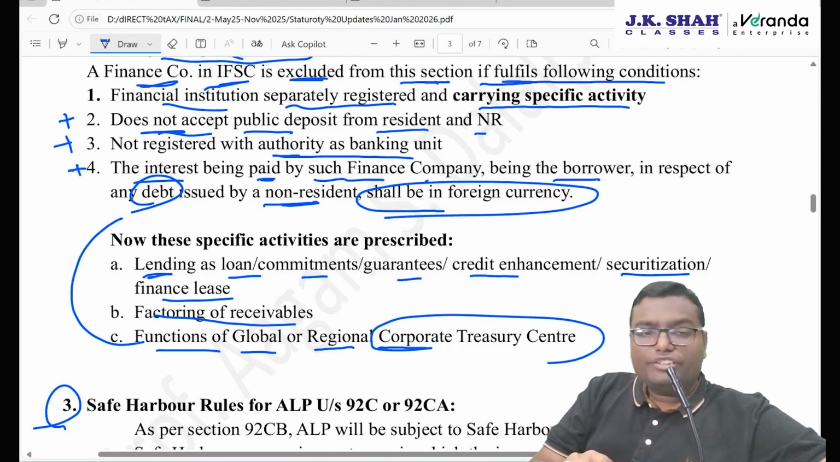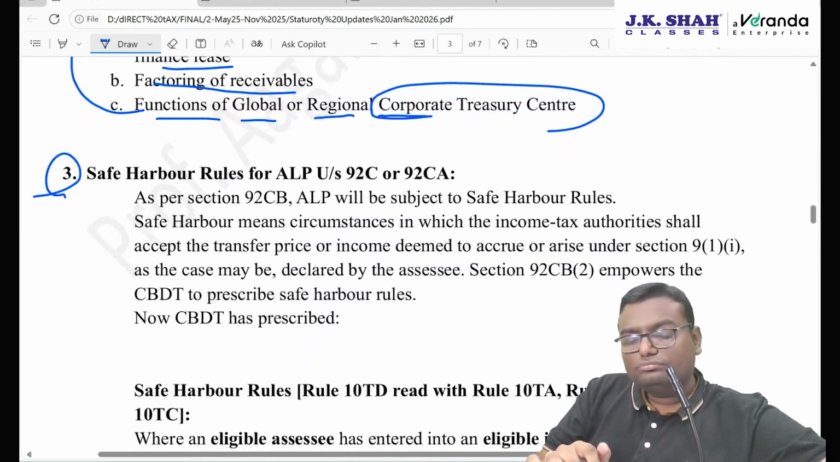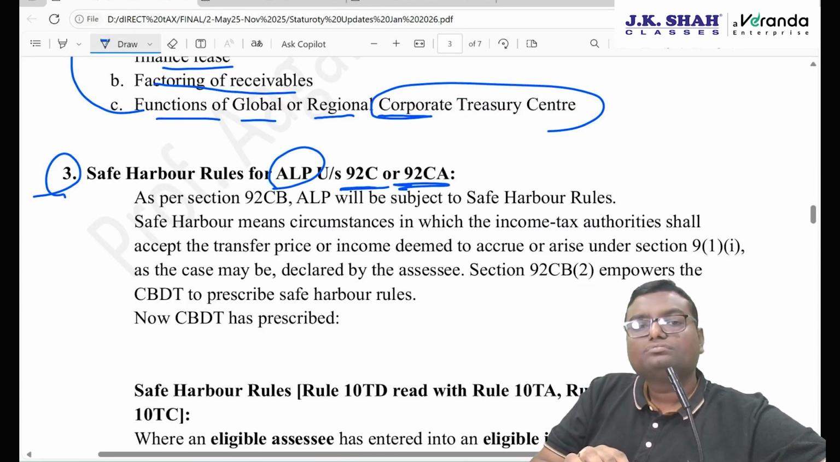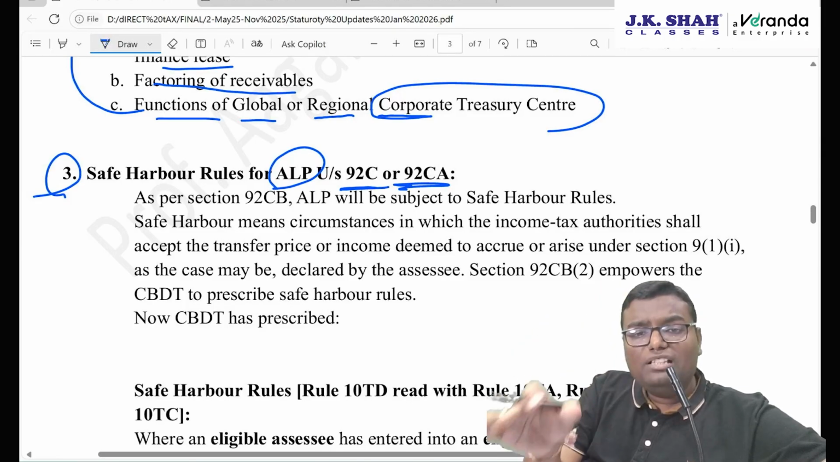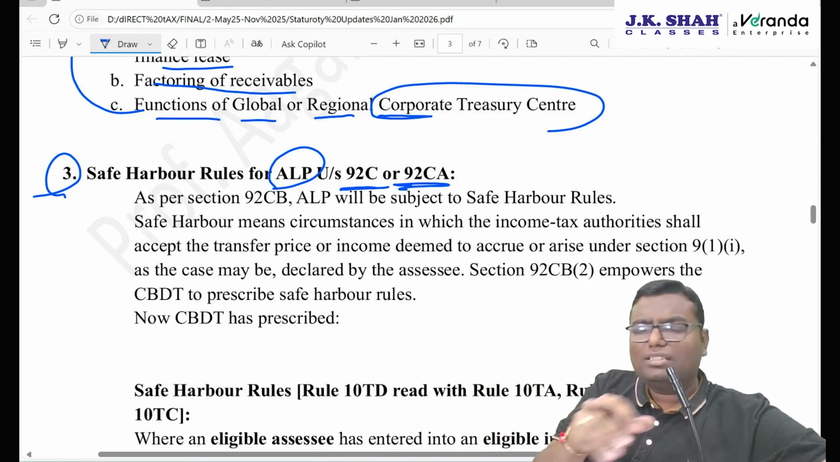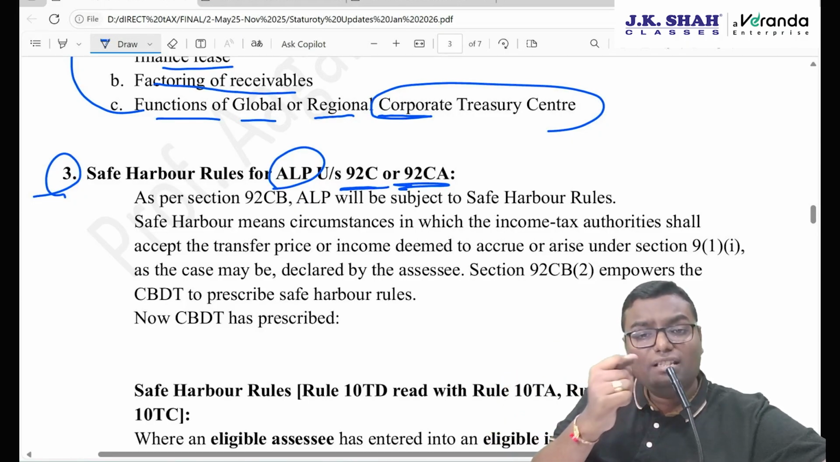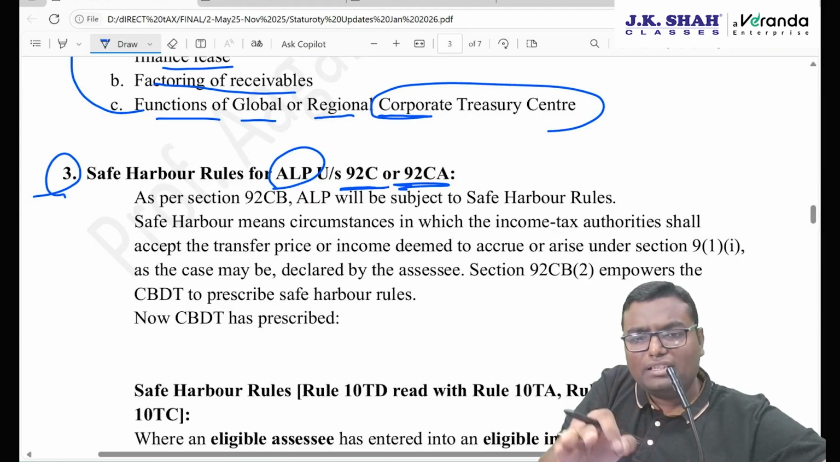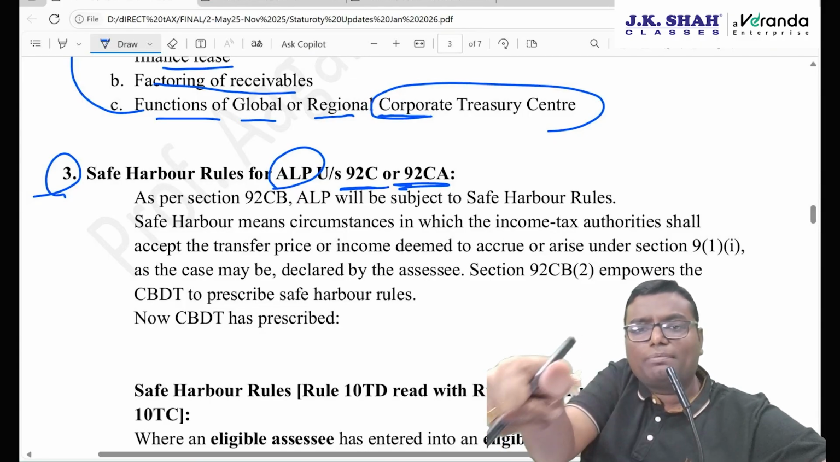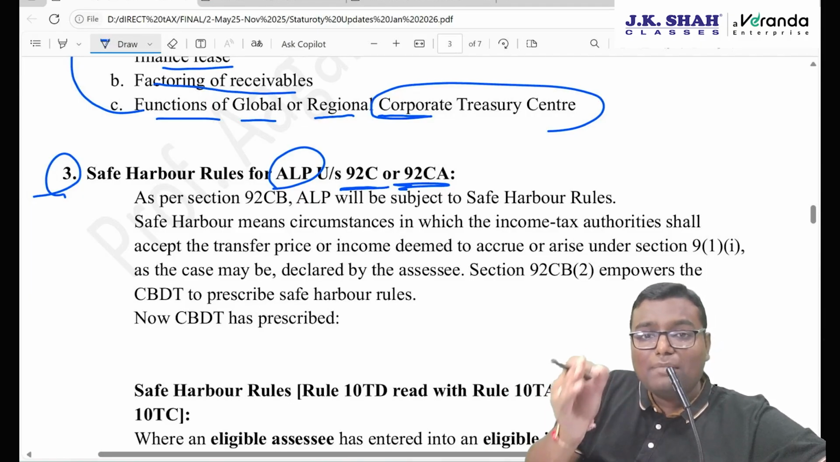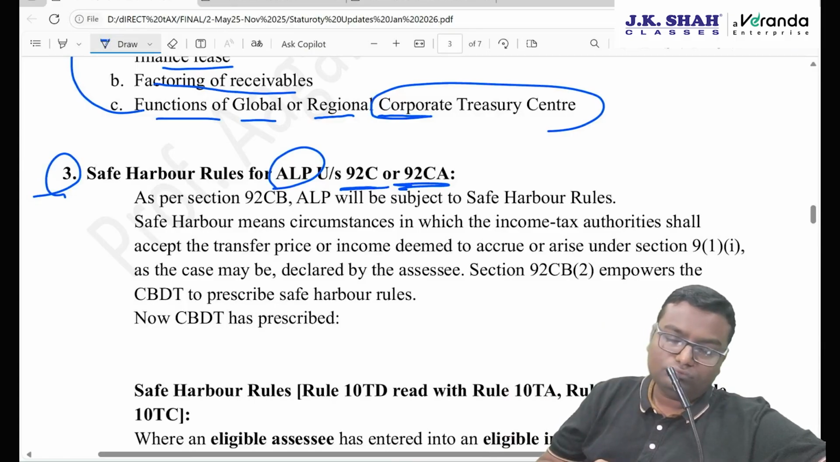Now, an important discussion regarding safe harbor rules for arm's length price under section 92C or 92CA. See, no method will be applicable: CUP method, resale price method, cost plus method, transactional net margin method, profit split method, or any other method of CBDT. Not a single method will be applicable if you adopt safe harbor rules. But as I said, safe harbor rules are not for each and every transaction. It is for the few transactions mentioned in the notification.